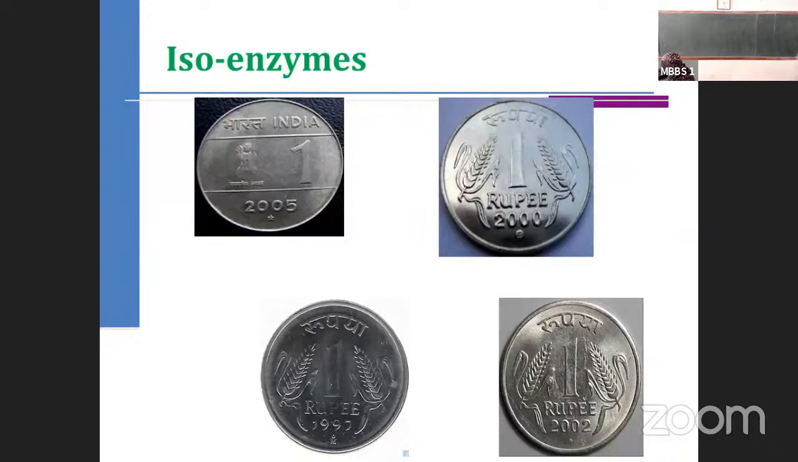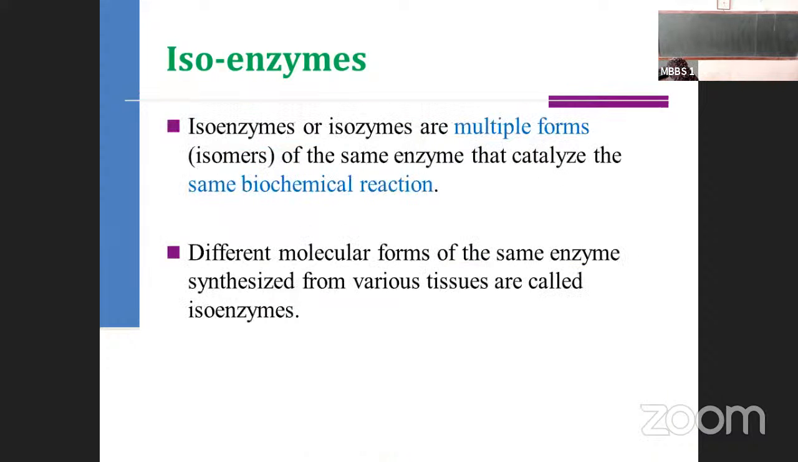Okay. By this figure, see what is the difference? All are 1 rupee coin. But there is a difference. This is manufactured in 2005. This is in 2000 and this is in 1997 and this is manufactured in 2002. But their function is same. They are 1 rupee coin, but they are different. So similarly, iso-enzymes also, their function is same, but they are different.